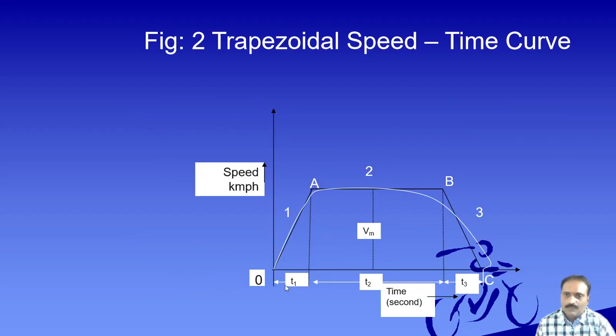So this is the trapezoidal speed time curve. Here the white line indicates the exact speed time curve, and the black path represents the simplified trapezoidal speed time curve. And you can observe that the area in both the curves, before approximation and after approximation, remains the same.